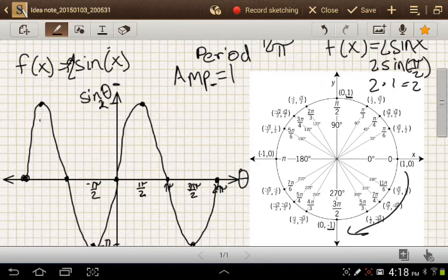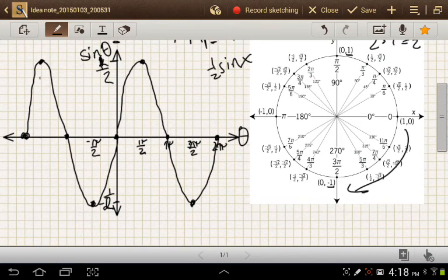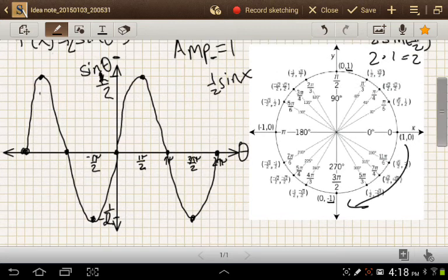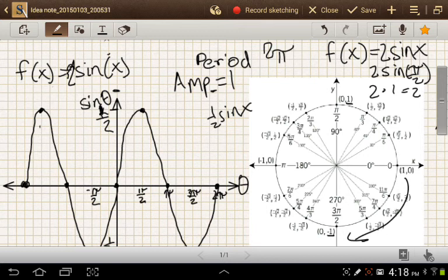Basically, all you have to do is just change the top values. What if you had 1/2 sine of x? Well, this would just become 1/2, and this would be -1/2. So that's a rough idea of how you graph the sine function.